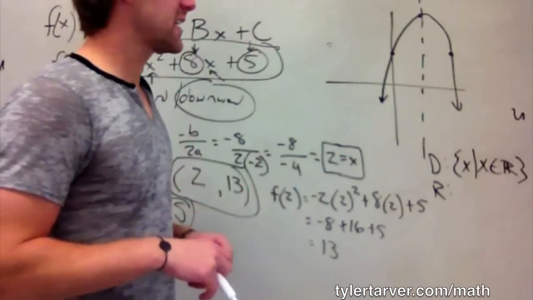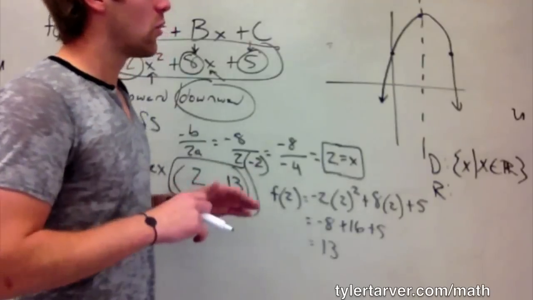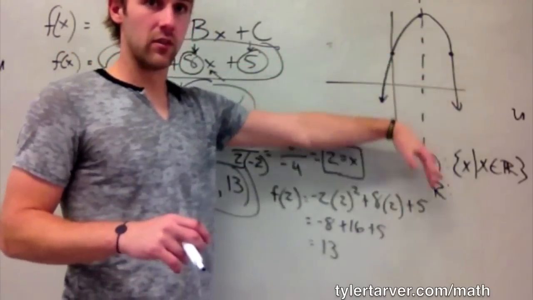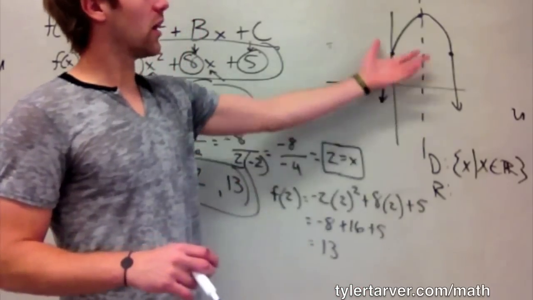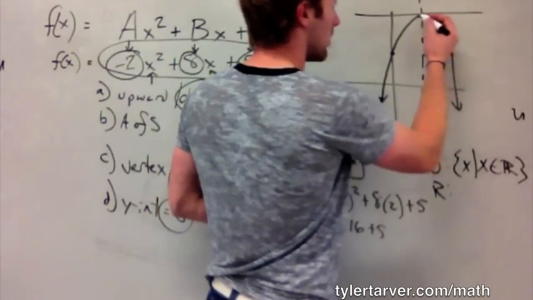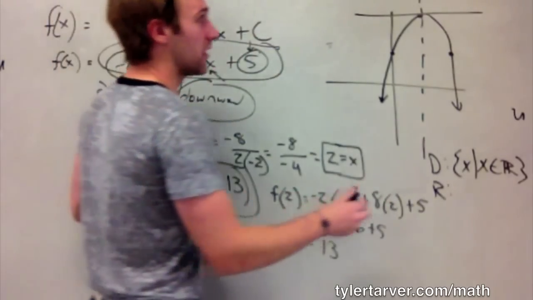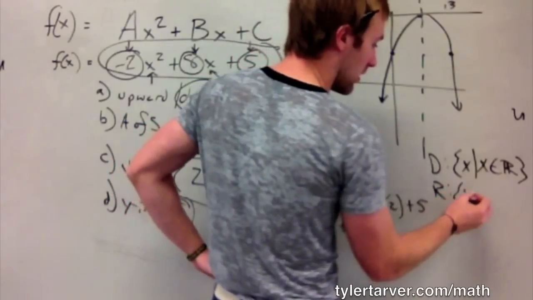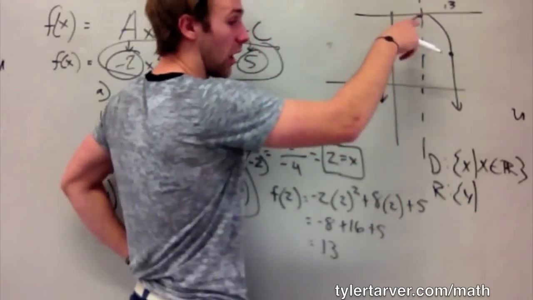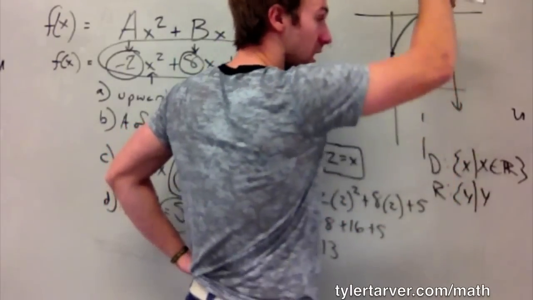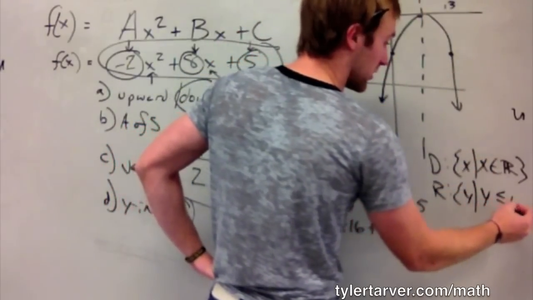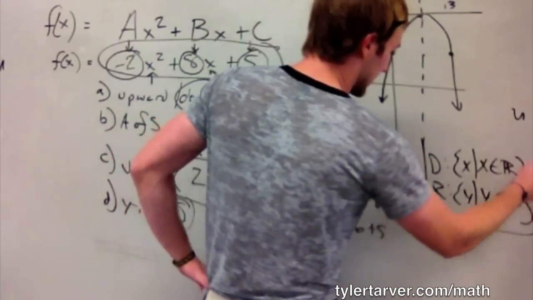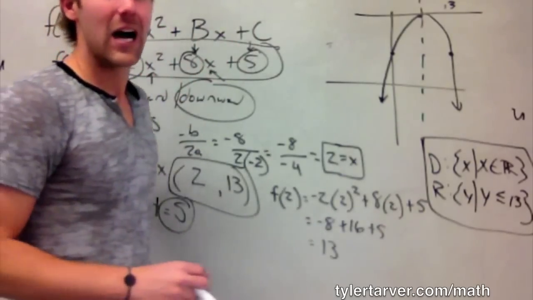All right, range. Now, where are we going to hit our limit? How far can it go down? Forever and ever. Now, how far can it go up? 13. That's very good. 13 is going to be your maximum, okay? So, for y in set builder, it would be y is less than or equal to 13. That's domain and range. I like to box in all the important stuff.